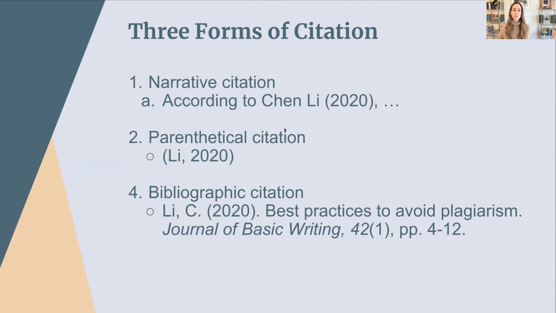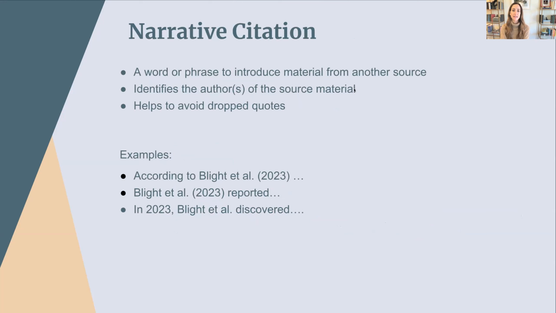And so what I find is when I'm talking to novice researchers, they're often thinking about these two forms, the parenthetical citation and the bibliographic citation. I find that narrative citations tend to come about with slightly more experienced writers because they start to learn different ways to introduce sources with signal phrases. But these are the three common forms, particularly with APA 7. And so let's break these down.